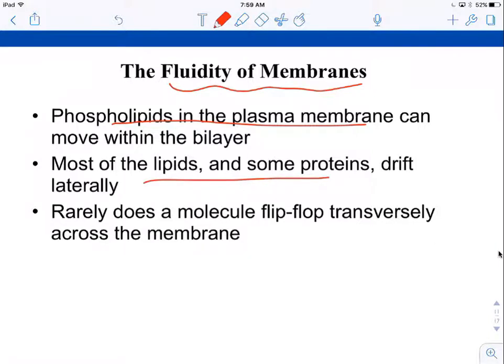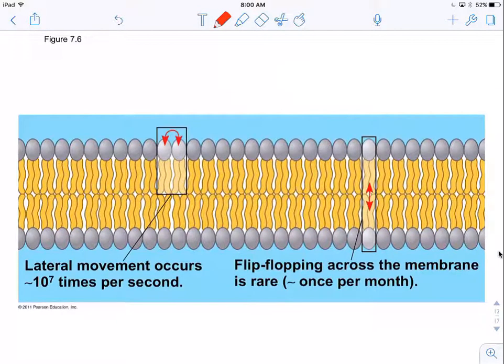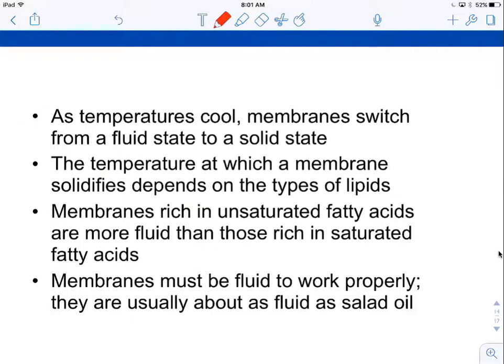Most of the time they just drift laterally. They really don't flip-flop within the layers. So let's see how that looks. So again, here you get movement back and forth, side to side within the layers. Flip-flopping across the membrane is pretty rare. Okay, lateral movement occurs very often, 10 to the 7th times per second. That's a lot of movement. But the flip-flop is very rare. Comparatively, only about one.